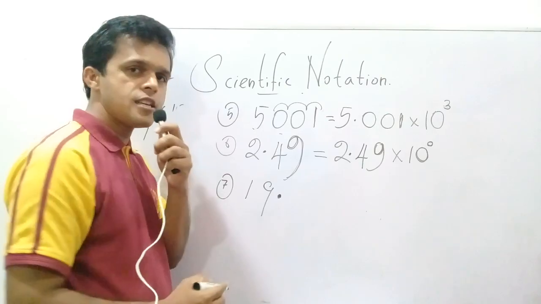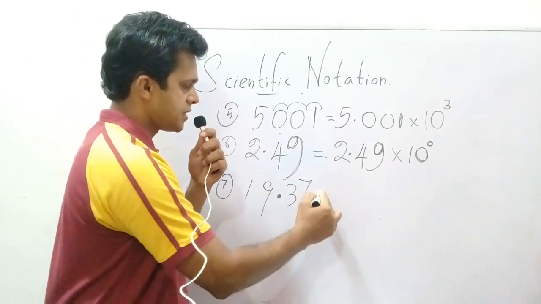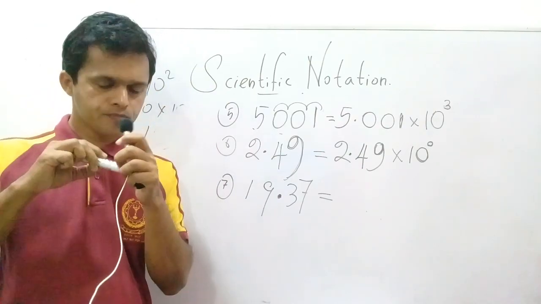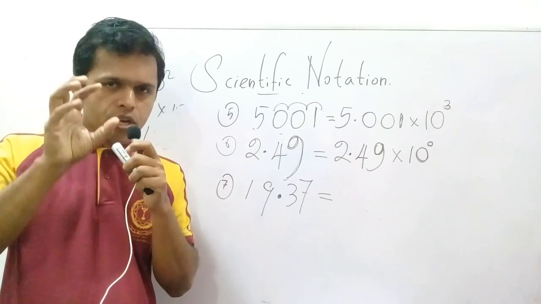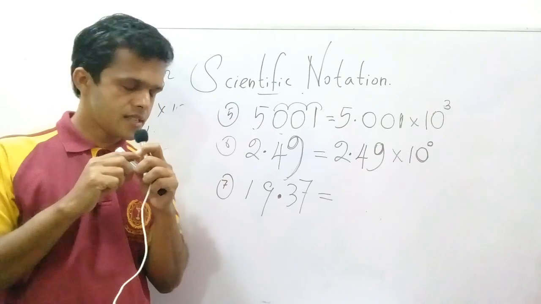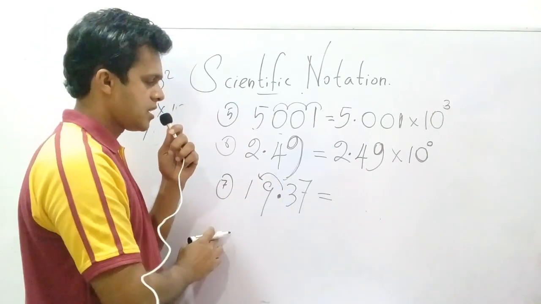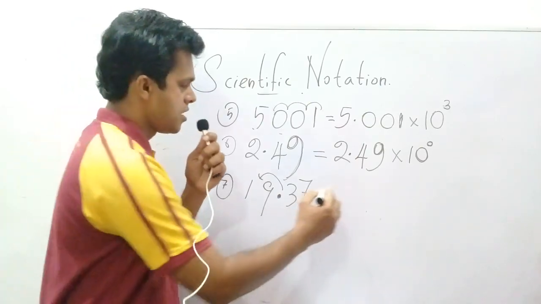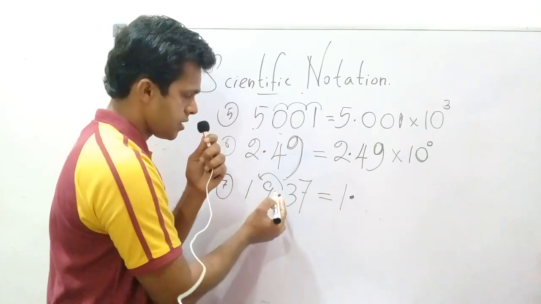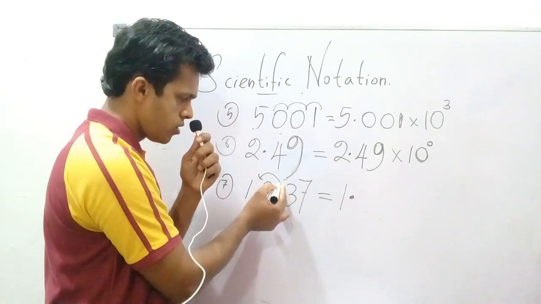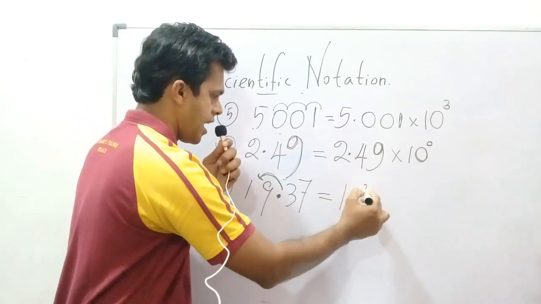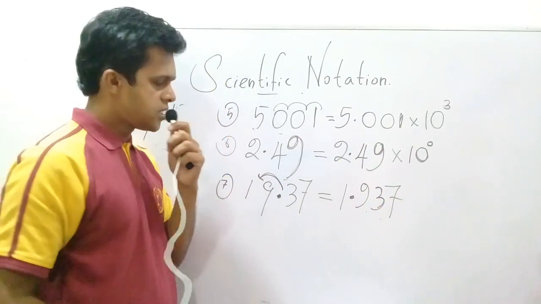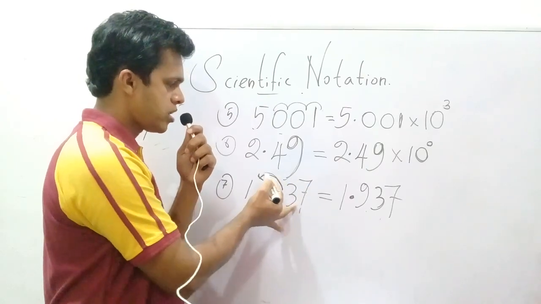This one, 19.37. Let's write this decimal number in scientific notation. The decimal point goes to the left side, passing one digit. The decimal point should be written between the first two digits. So 1 point, it comes here. Here you could see the decimal point. So 1.937 into 10 to the power 1.